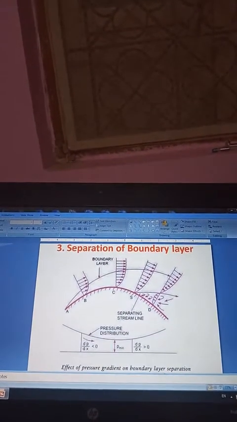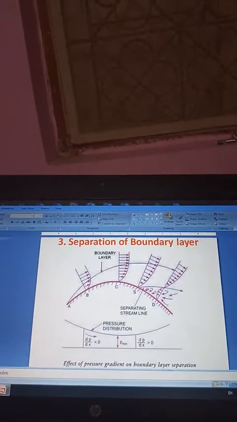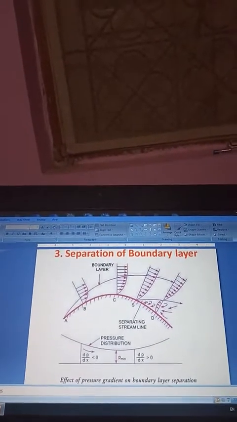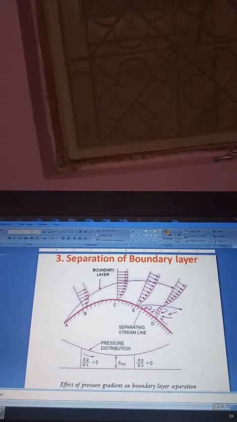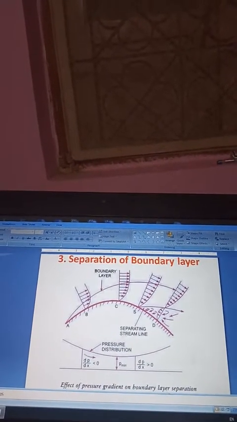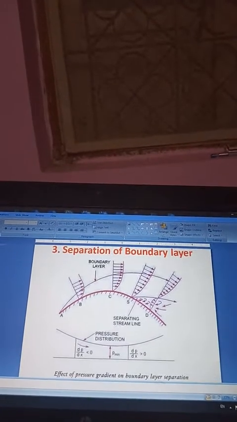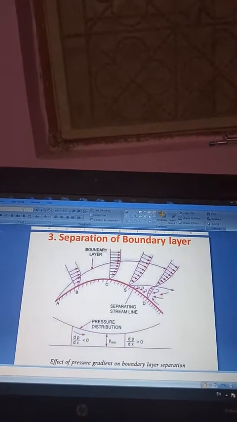Now as we know from Bernoulli's equation, if there is a change in velocity, then there is a change in pressure, and there is a change in area also. If area is more, velocity is less, pressure is more. If area is less, velocity is more, pressure is less. That we have studied from Bernoulli's equation.